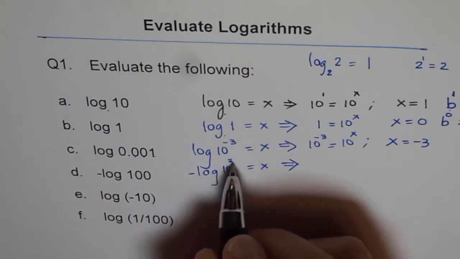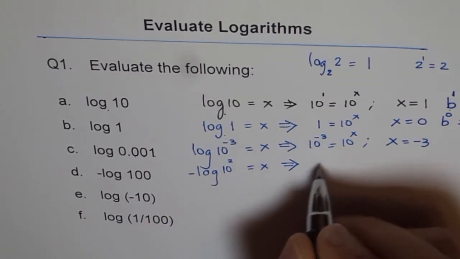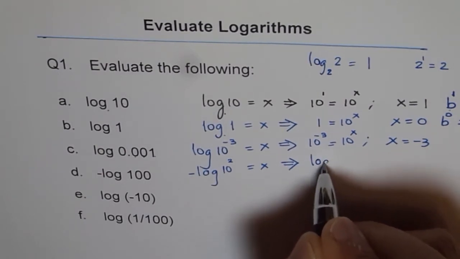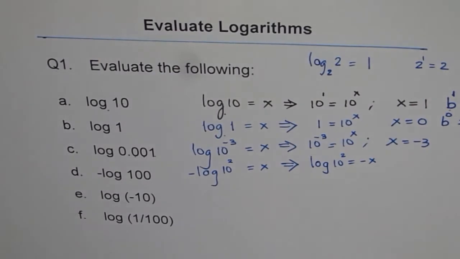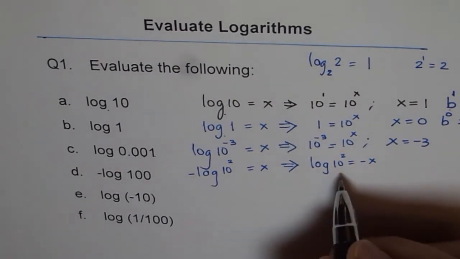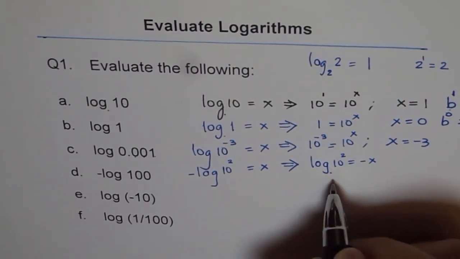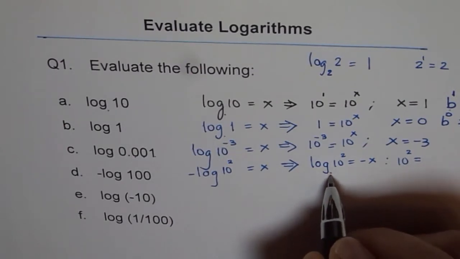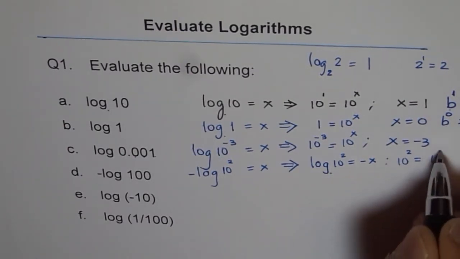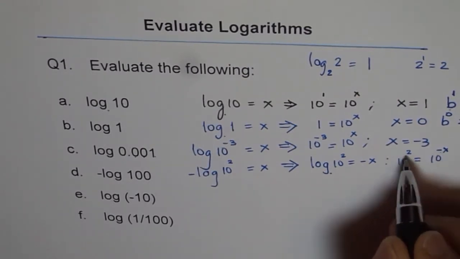When it is minus, then you can write this as minus x here, right? Let me go one more step here. I'll write log 10 to the power of 2 equals minus x. Let me write it like this for the time being. Now we'll go a step ahead and write it in exponential form. So we see 10 to the power of 2 is equal to 10 to the power of minus x. Do you see that? Minus x. So we have minus x equals 2.